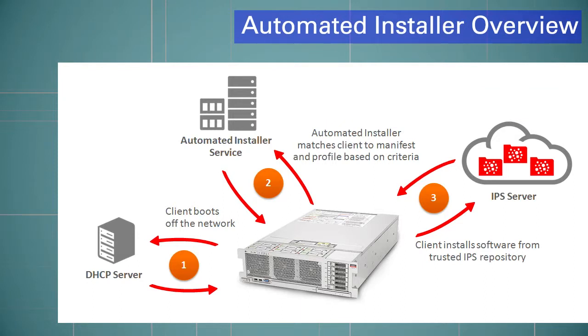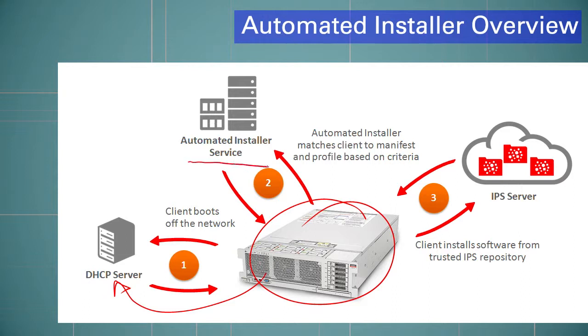So the automated installer really works very similar to JumpStart. We've got a client system. It'll typically boot off the network and find a DHCP server. From there, it'll get basic information such as an IP, a host name, and fundamentally the address of the automated installer service. From there, the client will connect to the automated installer and download a mini boot image.